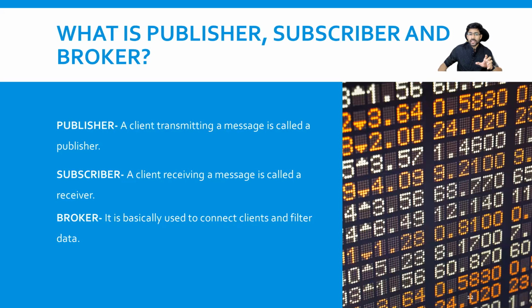A client transmitting a message is called a publisher. For example, you can have a small, tiny IoT device that is very constrained in nature, with a sensor connected to that device, say a temperature sensor, giving you the real-time temperature value. That could be a publisher client. Generally, IoT devices connected with sensors are publisher devices, or you can say publisher clients.